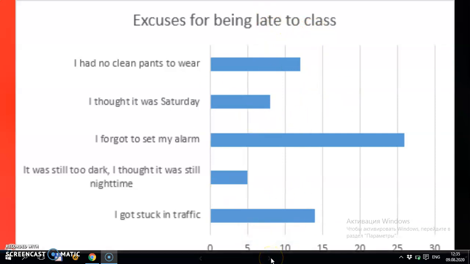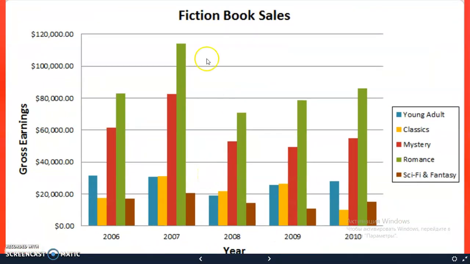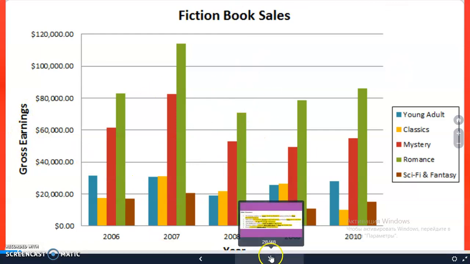Now we will learn how to write it, and what kind of vocabulary we should use, and what kind of sentence structures, and what the parts are. So we will learn all, and we will revise all actually. So fiction booksellers: young adult, classics, mystery, romance, sci-fi and fantasy. Years are given. These are the dollars spent, earnings. So this is a bar graph again.